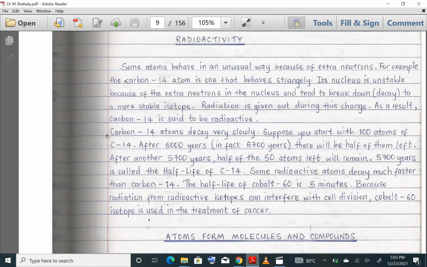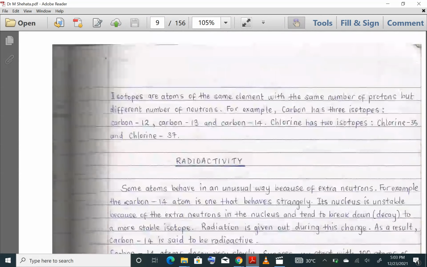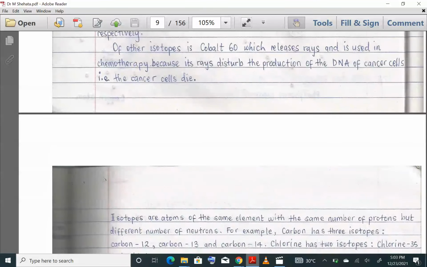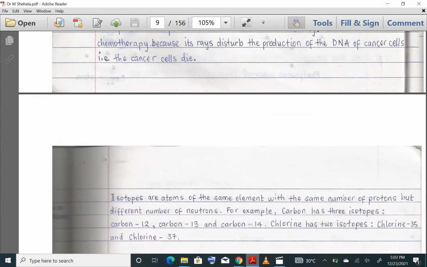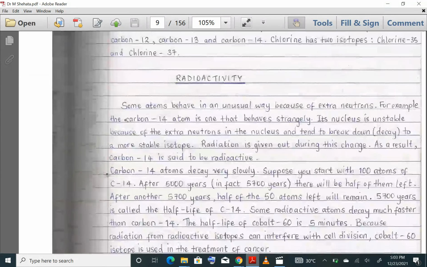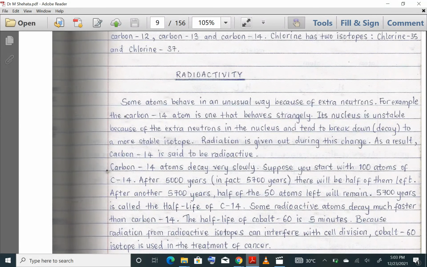For medical, we've got what we call radiocarbon. Radiocarbon 60 is very important because it's used in radiotherapy. You will notice that my notes here were saying chemotherapy, but it's actually supposed to be radiotherapy. But in these ones, it's been corrected. Radiocarbon 60 releases rays or certain radiation, which is very important when it comes to the treatment of cancer.